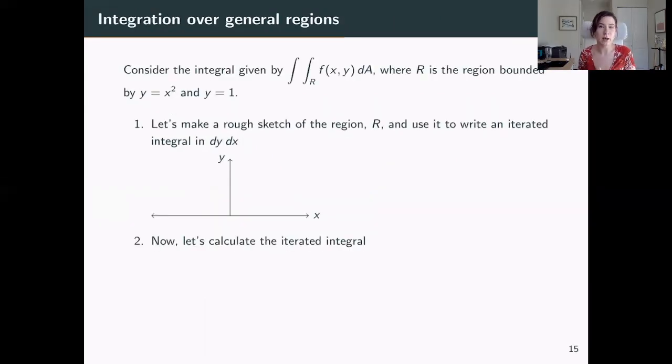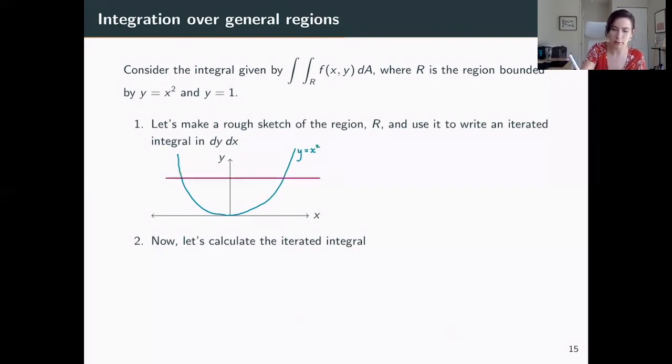Let's try to figure this out with a slightly easier example. Suppose that R is the region bounded by y equal to x squared and y equal to 1. This can be represented by drawing our curve y equal to x squared, which looks something like this. So here's my y equals x squared. And I could also have my curve y equal to 1 somewhere around here. So here's my y equal to 1.